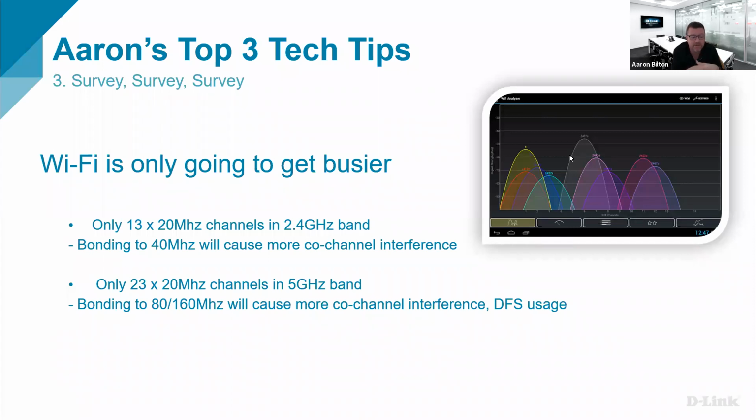Retry rate is the big thing. And the same on the 5 gig. If we start using AC with 80 meg up to 160 meg channels, we're going to see a lot of co-channel interference. So now, if we want more APs for density, we have to start lowering power levels and reducing bandwidth channels.